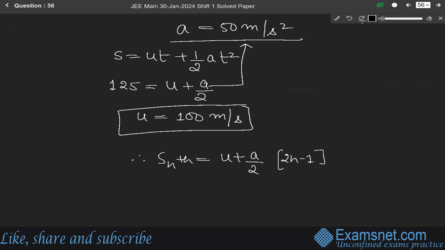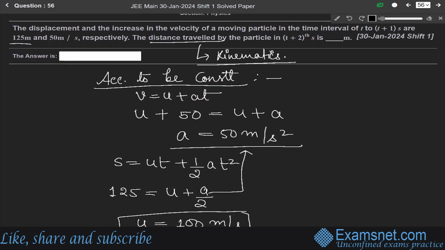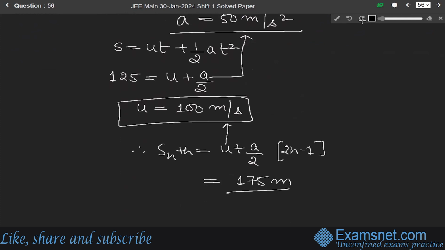Now putting the values, we get it is equal to 175 meter. u is 100 meter per second, a is 50 meter per second square, and n is t plus 2. Okay. So we get S_nth will be 175 meter.